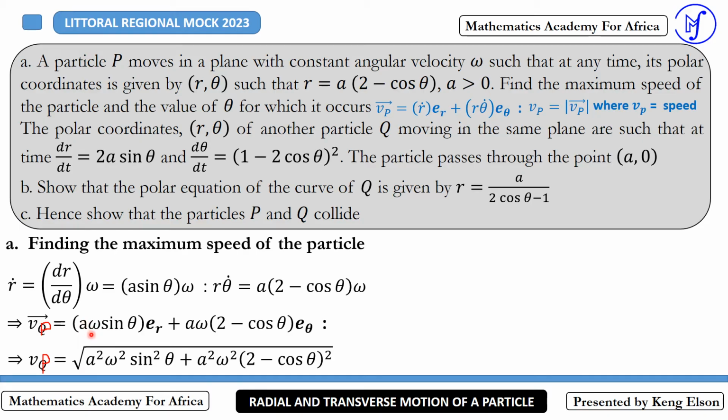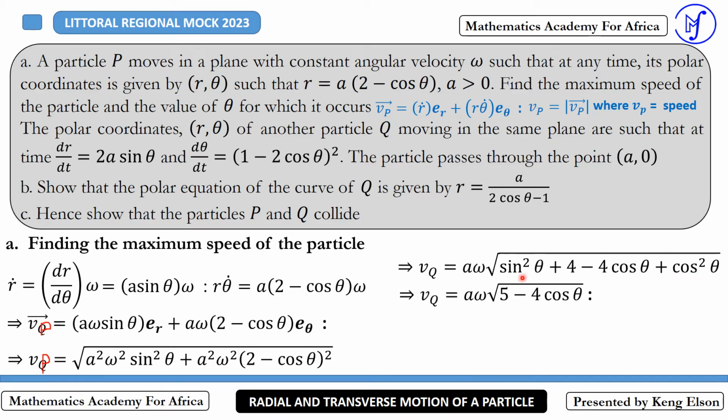So we have a omega sine theta all squared to give you this, and then a omega into 2 minus cos theta all squared to give you this. Now the next thing we do is that we try to simplify. Now we see that a squared omega squared is common between the two terms, so it moves out of the square root to become a omega. In the first term here, we are going to be left with sine squared theta. In the next term here, we expand 2 minus cos theta all squared. We get 4 minus 4 cos theta plus cos squared theta.